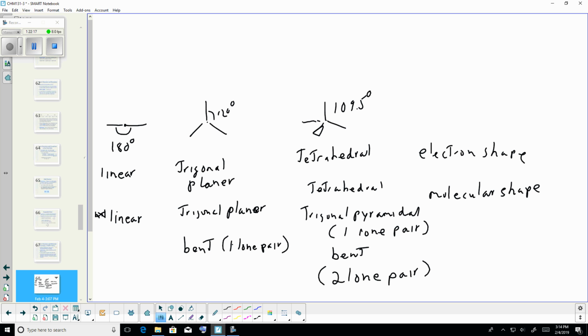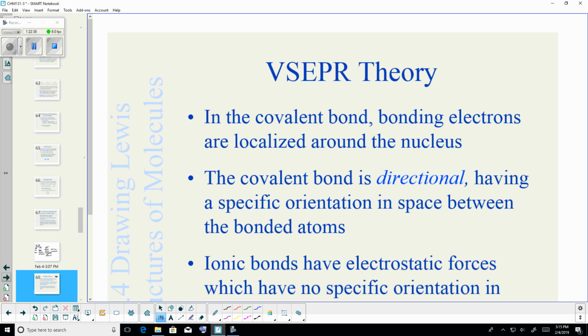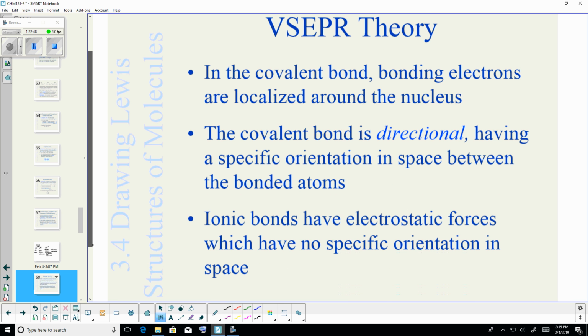That's as far as I go in your book. So that determines the shape of the molecule. We have to start with how the electrons arrange themselves, and then how many of them have atoms attached to them. So as I said before, covalent bonds are directional because they're shared in between. Ionic bonds are not directional.